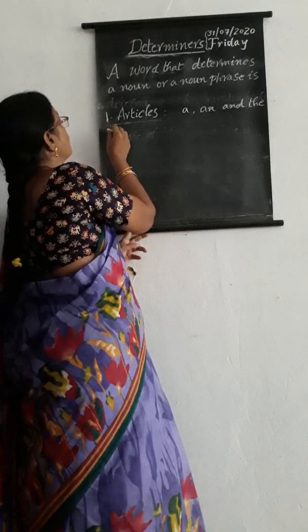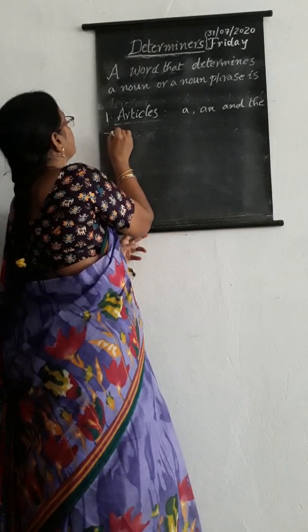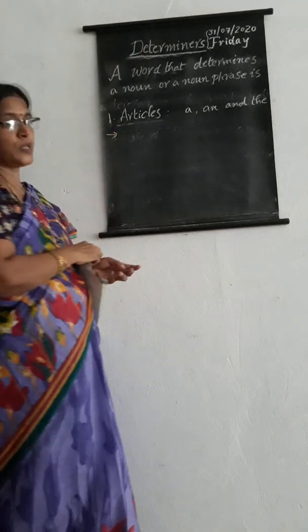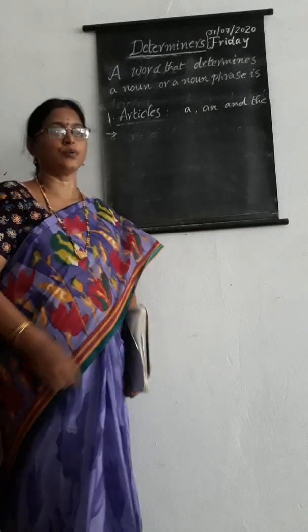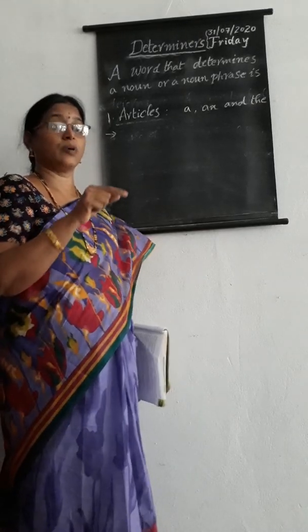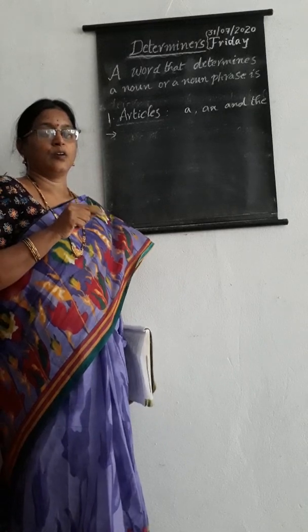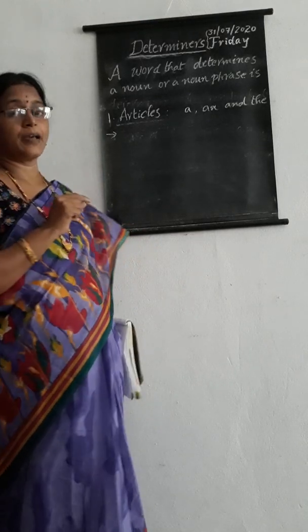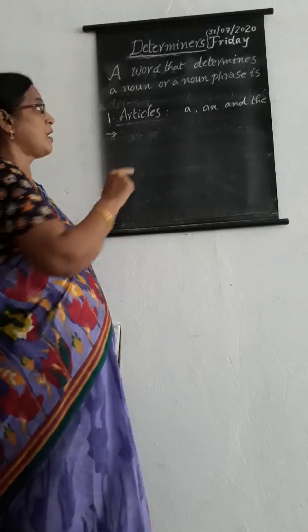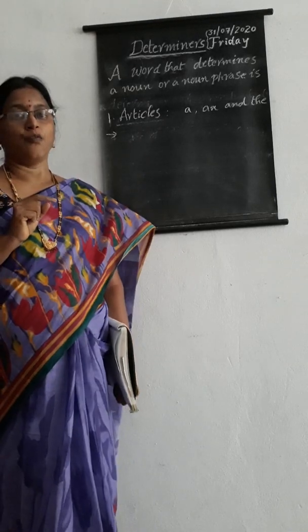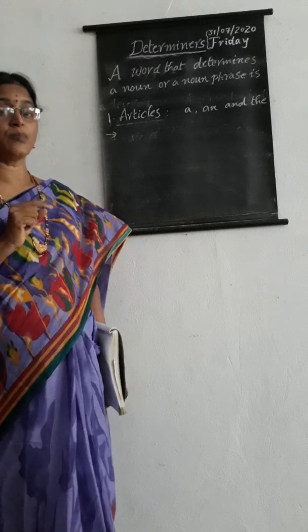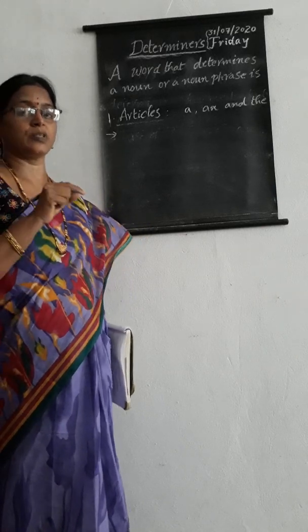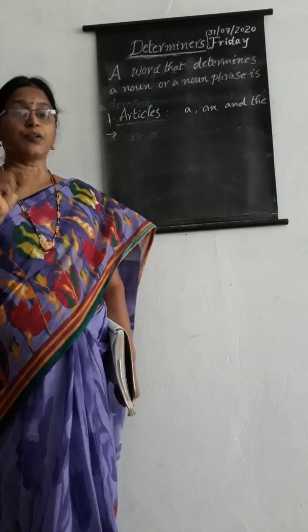Definite article the is used before specific things. Sometimes we want to speak about a particular person, particular thing, particular place. Then we use the definite article the. Why is it called the definite article? Because sometimes we want to speak about a particular person, particular thing, particular place.